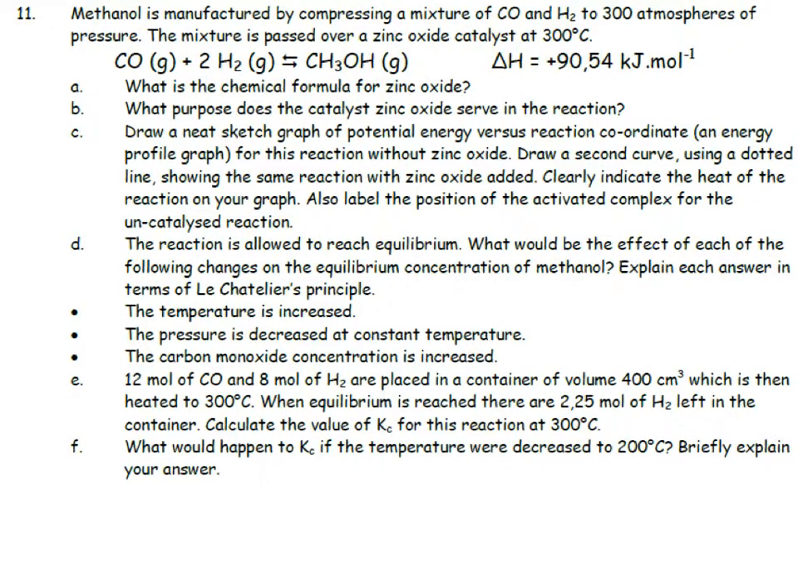Methanol is manufactured by compressing carbon monoxide and hydrogen. The mixture is passed over zinc oxide, and you've got carbon monoxide, hydrogen, and you get methanol. You know your organic chemistry, so we can easily ask you these questions. What we have there is a positive heat of reaction, and therefore it is an endothermic reaction.